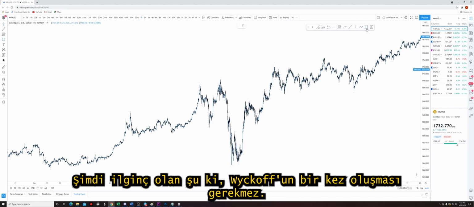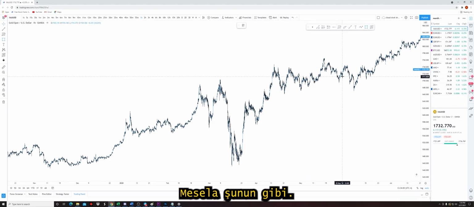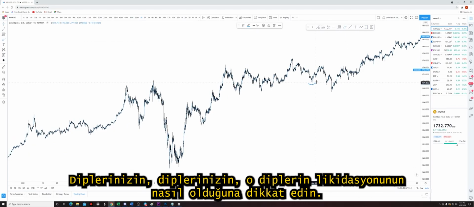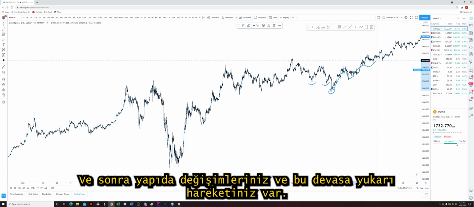Now, what's interesting is Wyckoff doesn't have to occur once. Like for instance, this right here, right? Notice how you have lows, you have the liquidation of those lows, right? And then you have shifts in structure, and then you have this huge move up.